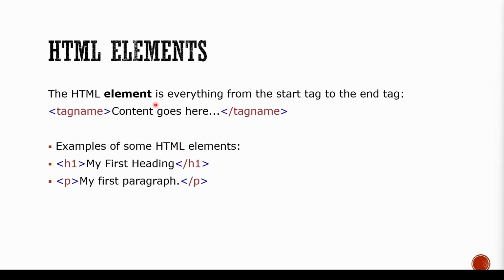An HTML element is everything from the start tag to the end tag. First, we are going to have the tag name, then the content, then the end of the tag name. So basically, this whole thing is considered an HTML element. An example of HTML elements is h1 start, h1 end, and "My first heading" is the content. Together, everything is called an HTML element.